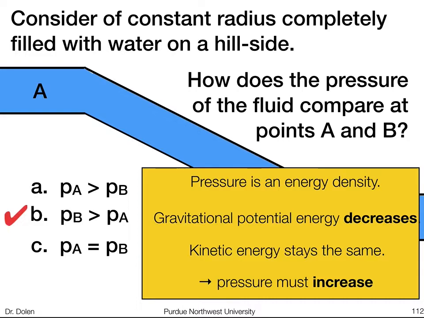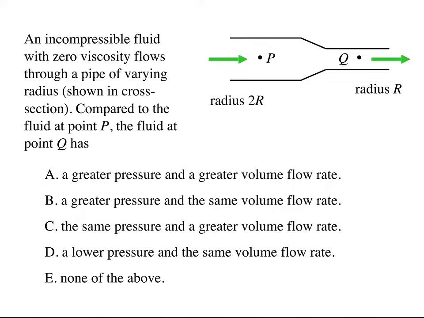The kinetic energy cannot increase, again, because it's a completely filled pipe, and there's all this water in front of the water, so it can't speed up as it goes down that hill. So the only thing that can change is the pressure. If the gravitational potential energy is going down, the pressure must go up, by Bernoulli's equation. Let's do one more clicker question here.